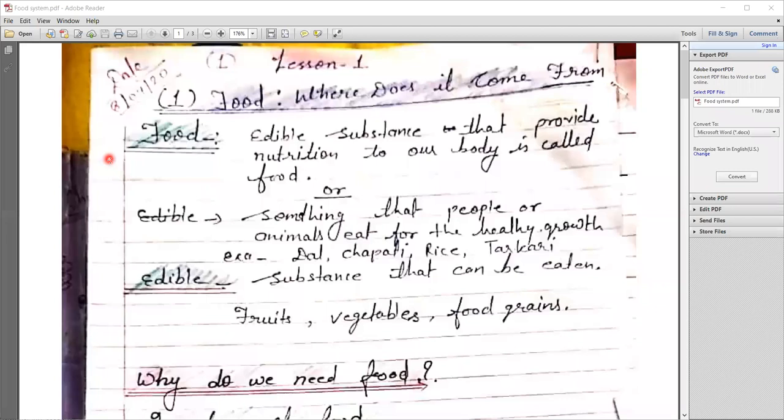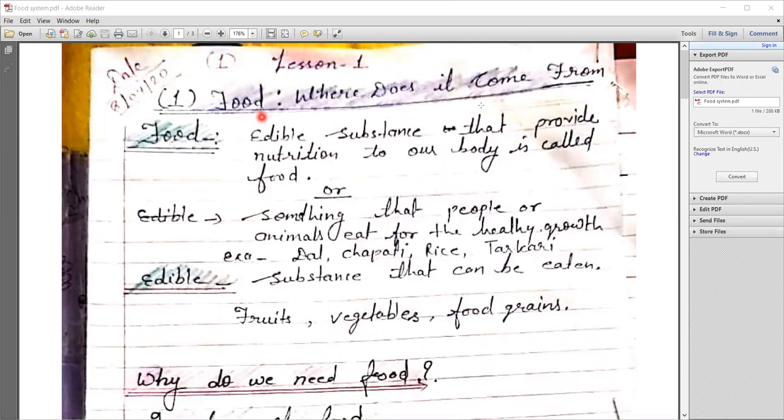Today, we study science. In this video, we start the first lesson of your science book: food. Where does it come from? Children, in Google class, you don't need any book. Just watch this video very carefully and follow the instructions given by me. So the first lesson in your book is food. Where does it come from?